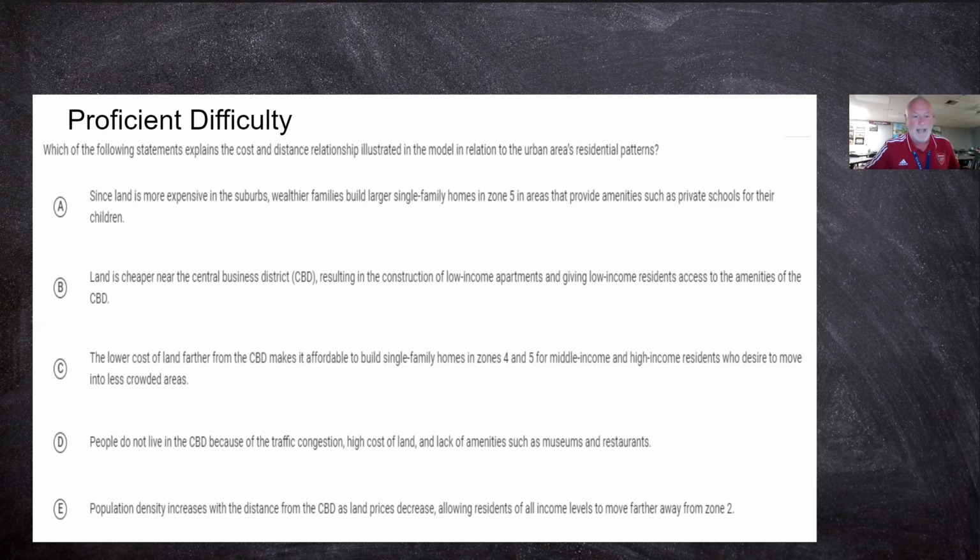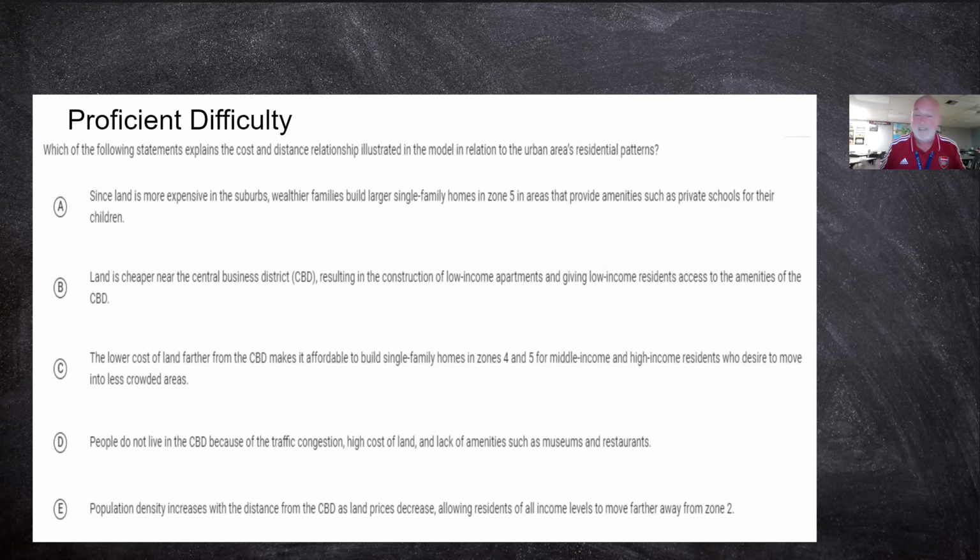When you start going down into some of the other distractors at the bottom there, people don't live in the CBD because of the traffic congestion. You have to be careful. Sometimes an answer may start out to be correct, but then there's something about it that makes it wrong. Lack of amenities, no museums, no restaurants. We know that's not true of downtown areas. So that's what makes D wrong.